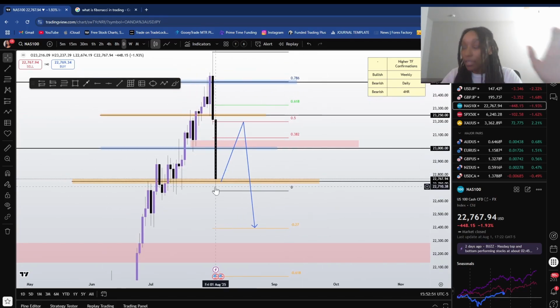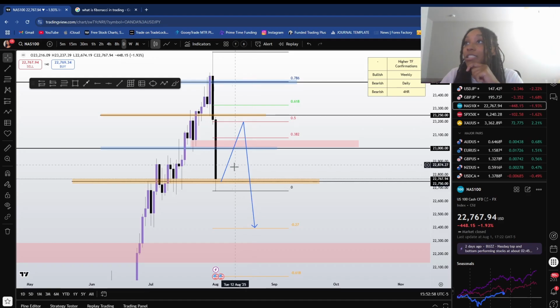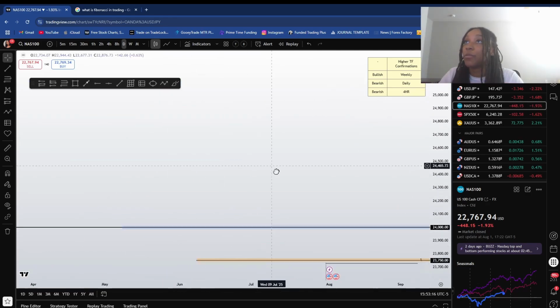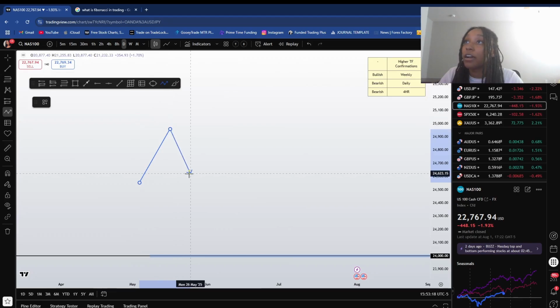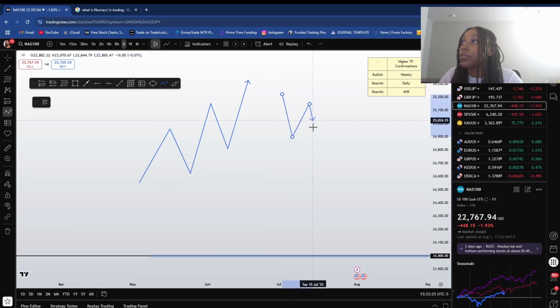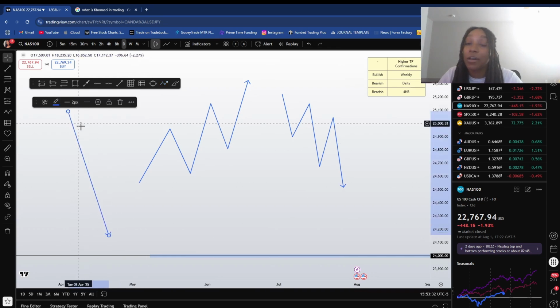Now again, we have to wait for that reaction. We have to wait for the pullback, and we have to wait for the reaction. So it's really a waiting game with Nas to see if we get that pullback. If we don't get the pullback, I'm not doing anything. I'm just waiting. But I know price has to correct. Price will never just drop forever. The market will always make higher high, higher low, higher high, higher low. On a downtrend, it will always make a lower high, lower low, lower high, lower low. The market will never ever just drop forever. It has to come back and create structure.